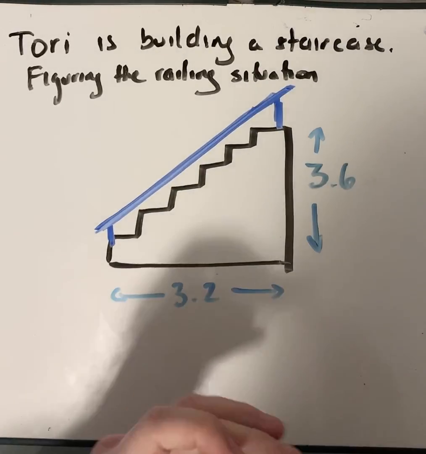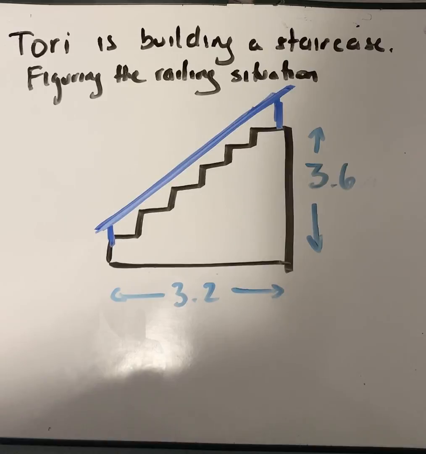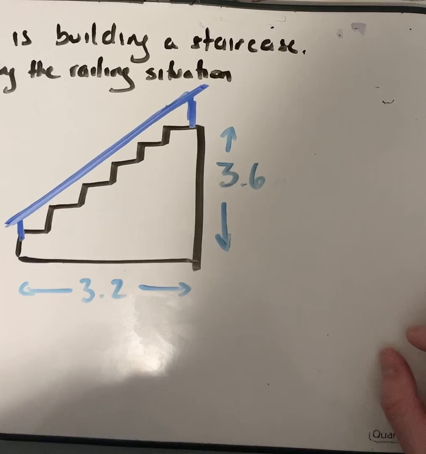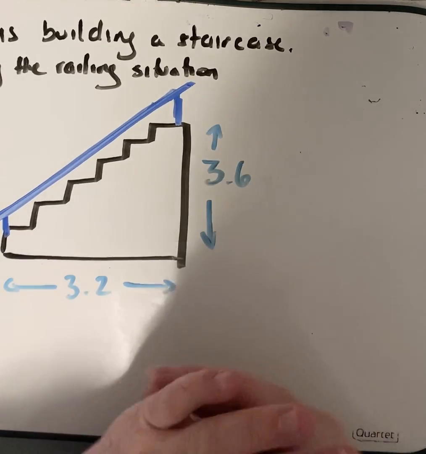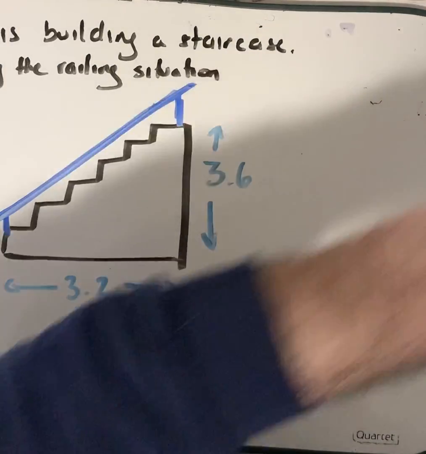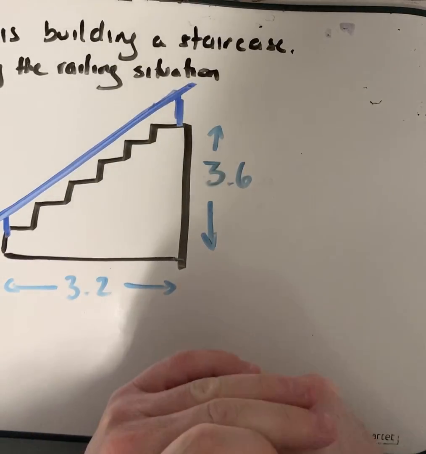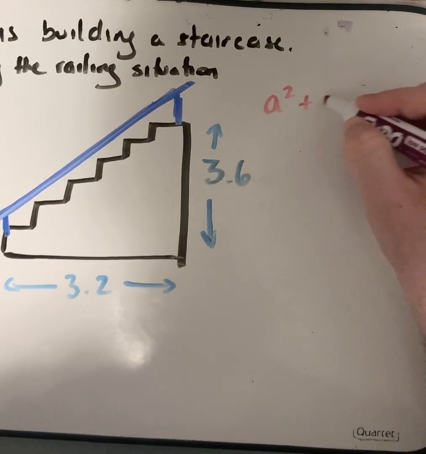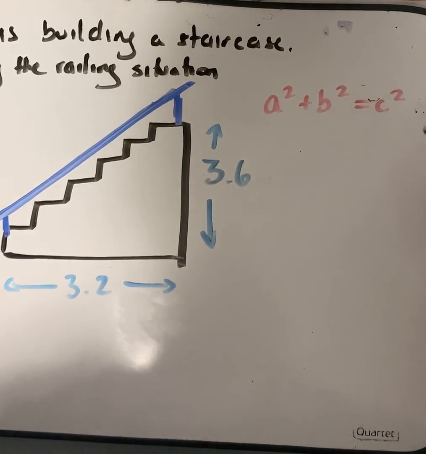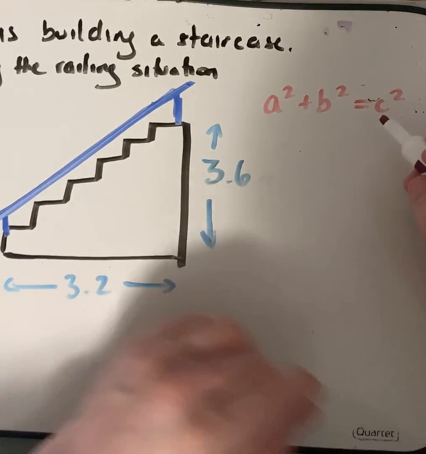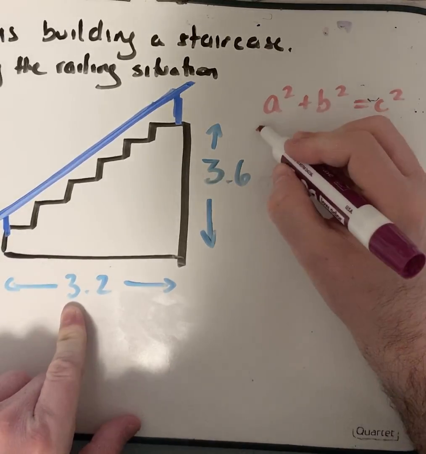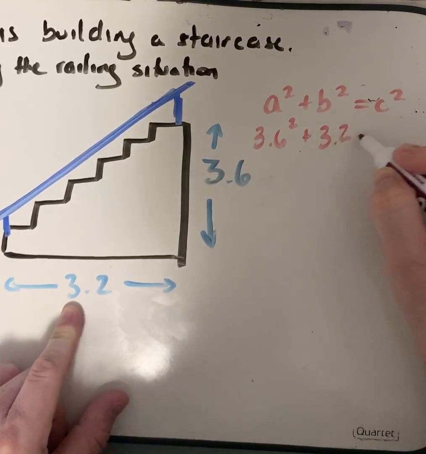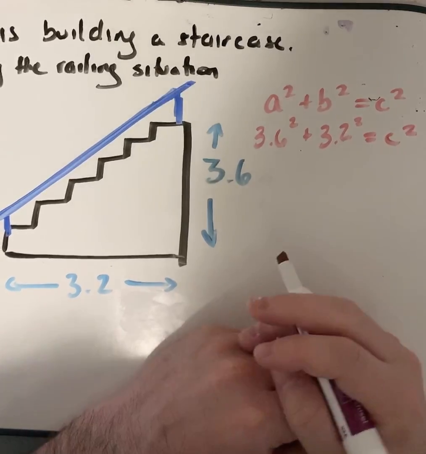Okay, so you're back, which is great. I'm happy that you're back. Let's see if we can help Tori out, because as great a builder as she is, she does need some support sometimes. So let's do this. The first thing we need to do is shout it out. That's right. We need to write down the formula. A squared plus b squared equals c squared. So we got that down. Let's input our legs. We've got two legs: 3.6 squared plus 3.2 squared equals c squared.